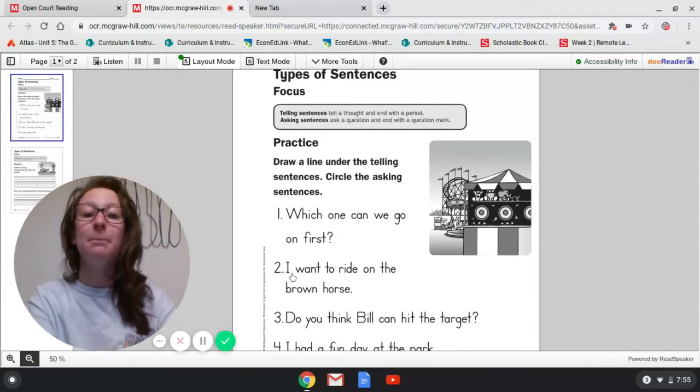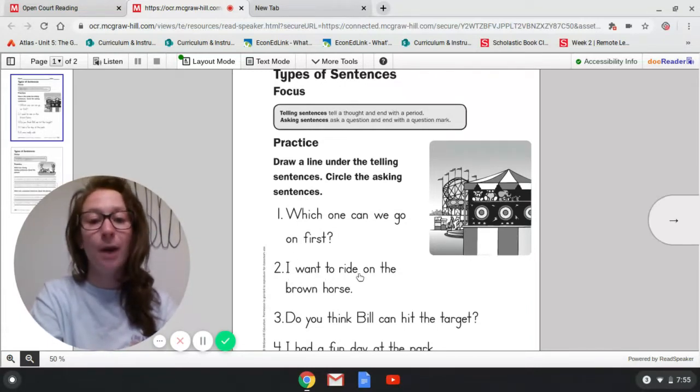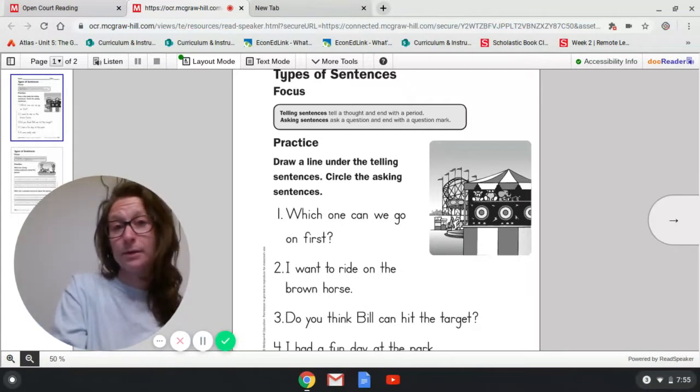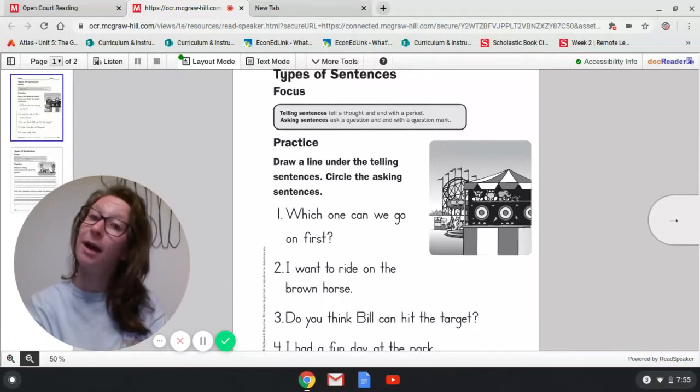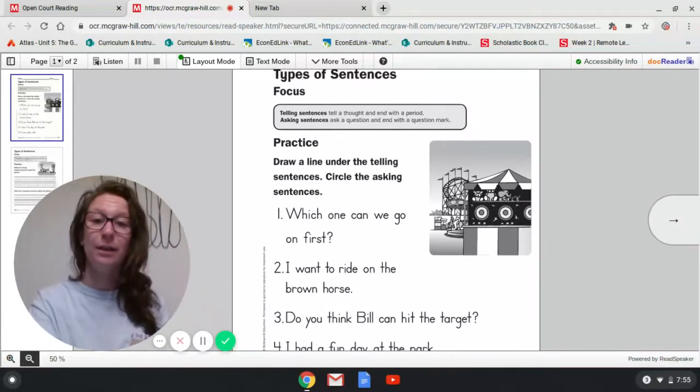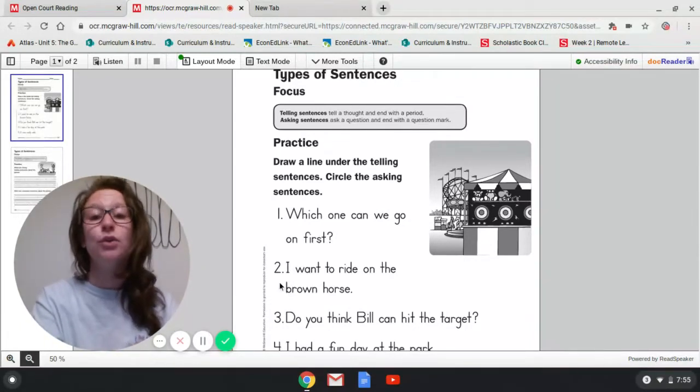All right, number 2, I want to ride on the brown horse. Well, it's not asking a question. It's not talking about can we ride on the brown horse. It's just telling you, I want to do that. So it's not asking a question. It's a telling sentence. So you are going to underline it.